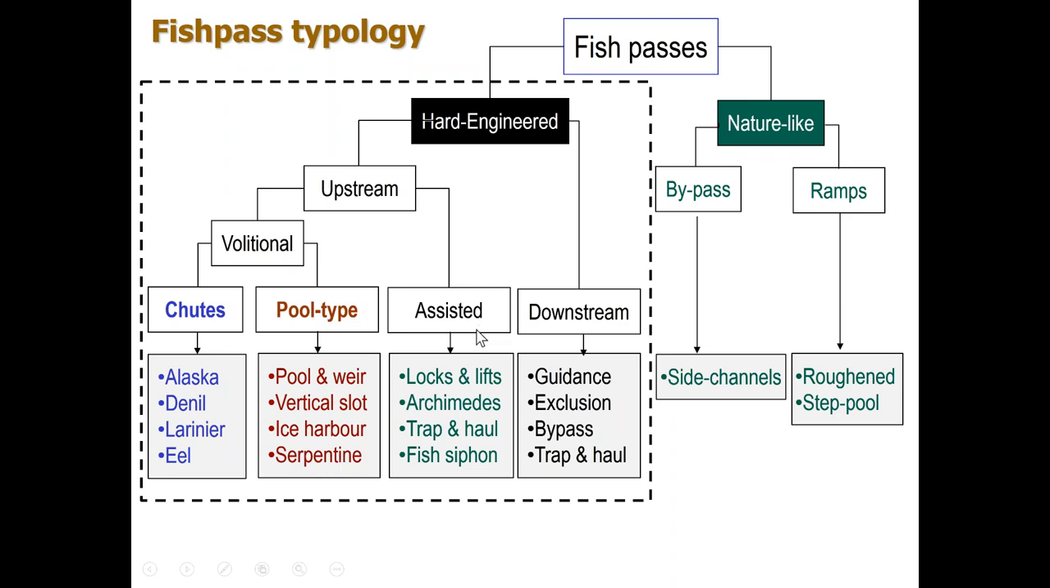And the assisted ones will include locks and lifts, Archimedes screw, trap and haul, although not a fish pass proper, but it's a very popular and in some cases efficient way of moving fish around, and fish siphons of various types. And finally, in terms of downstream fish passage, I think we will be dealing with guidance structures, exclusion devices, ways of bypassing the dam, and also the application of trap and haul approaches. In terms of nature-like approaches to fish passes, I think they can be conveniently divided into bypasses, which are represented by side channels, and ramps of various types, which can be further classified into roughened substrates or step pool approaches.